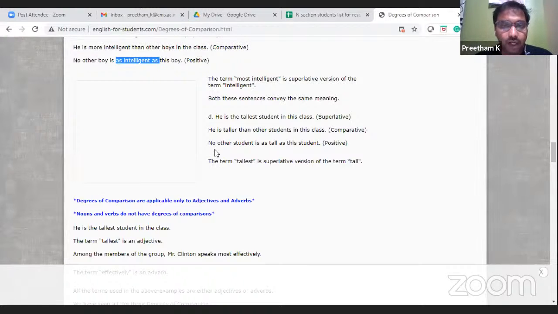He is the tallest student in this class. Again, look at this expression, the tallest. The rule with superlative degrees is that it should always be preceded by the. It's compulsory. The tallest student. He is taller, ER form, comparative degree. As tall as, look at the grammatical sequence, as plus adjective plus as, to determine the adjective.